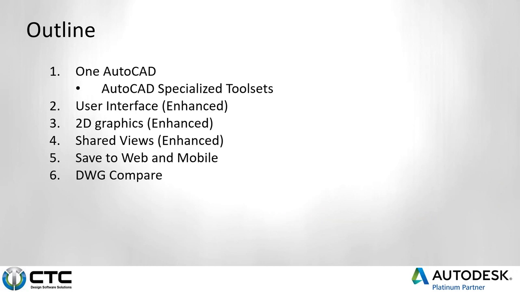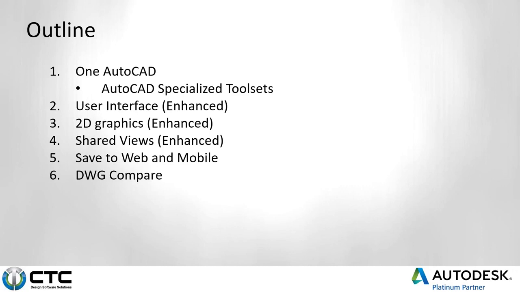So here are the new features in AutoCAD 2019. The first one that we'll touch on is One AutoCAD and AutoCAD specialized tool sets, what that means, and how you can utilize this to your benefit. We'll talk about the different setups there. The user interface has been changed and modified a little bit. It's more of an enhancement, not necessarily a new feature, in that they didn't completely get rid of the old interface with the ribbon. They just enhanced it.